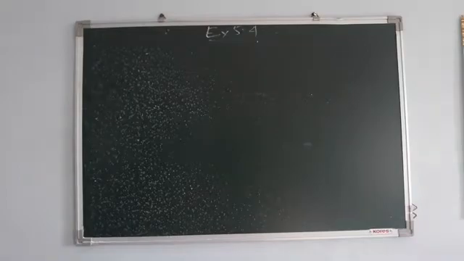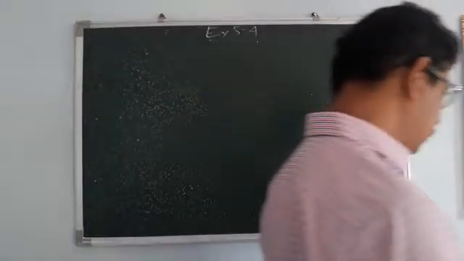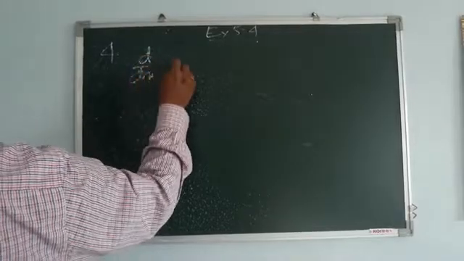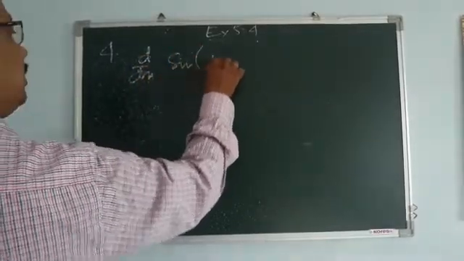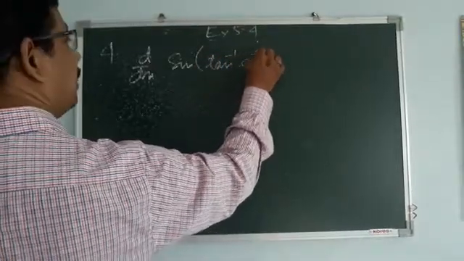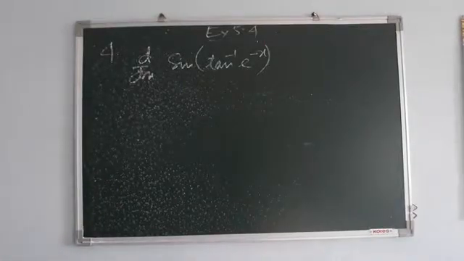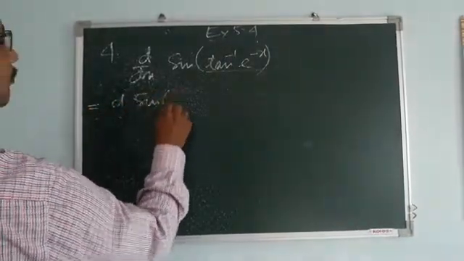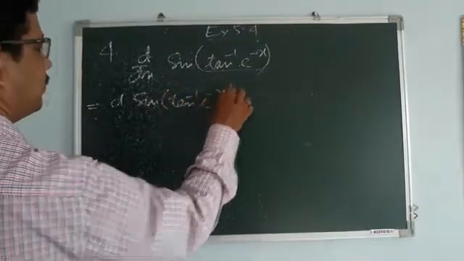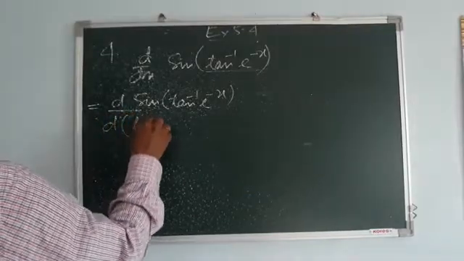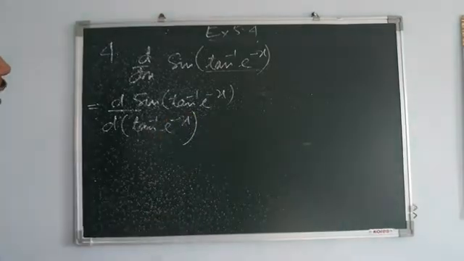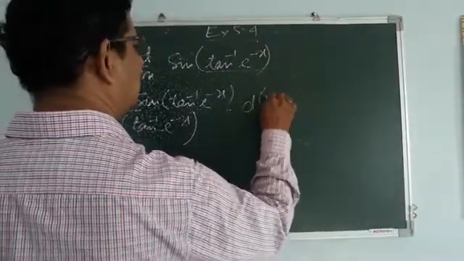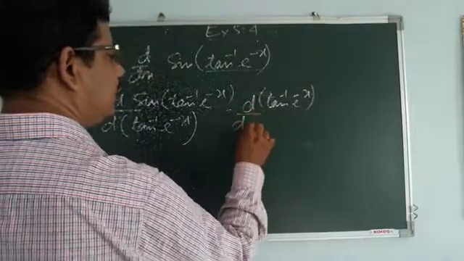Same technique we are using here, chain rule. Question number 4 is d/dx of sine of tan inverse e to the power minus x. So this we have to differentiate. As this one is there, again chain rule: d of sine of tan inverse e to the power minus x, then d of tan inverse e to the power minus x we have to write, because differentiation of sine x with respect to x. Then d of tan inverse e to the power minus x, we have to write here e to the power minus x.